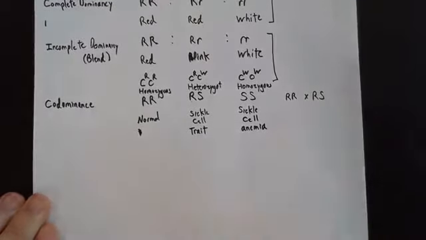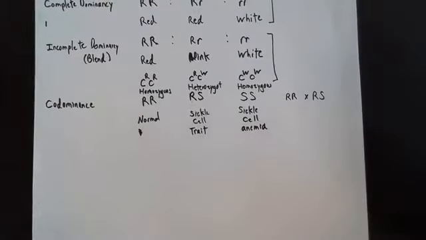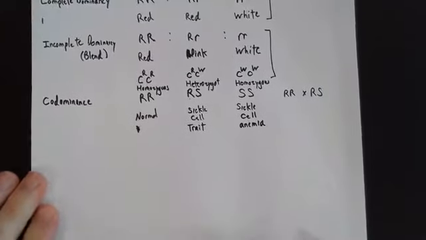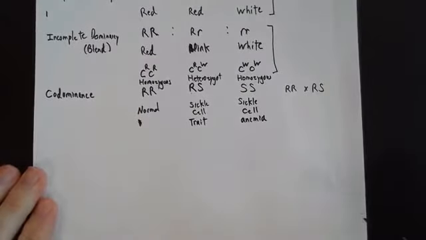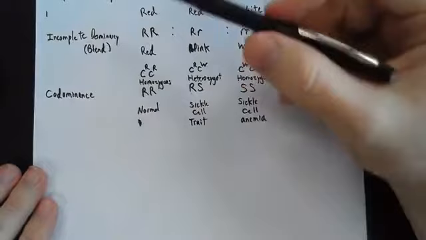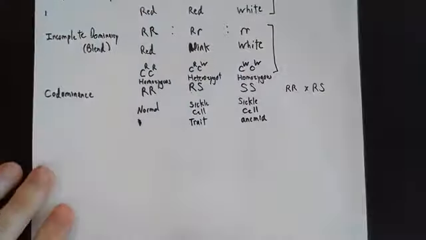So that's sickle cell anemia, but what I really want to talk about is blood. Because blood can get a little bit more confusing, because blood is actually a combination of codominance and complete dominance. So we're going to talk about blood now.